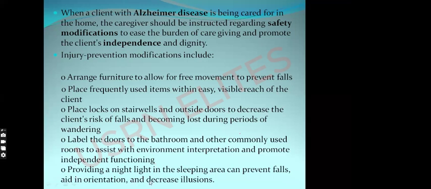You have to provide a night light in the sleeping area. That will also help to prevent falls, aid in orientation and decrease illusions. So their rooms should be well lit.